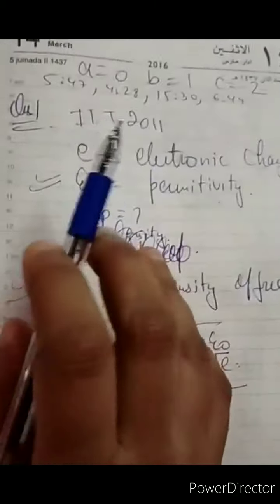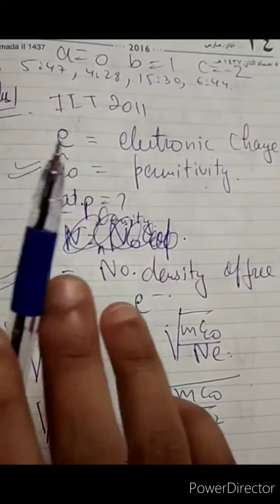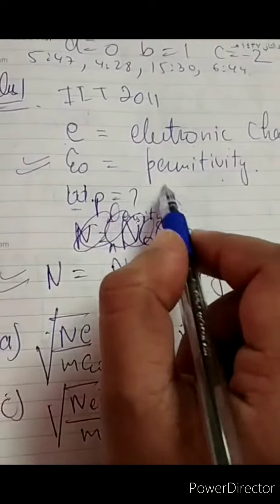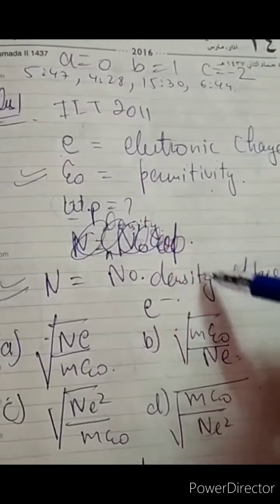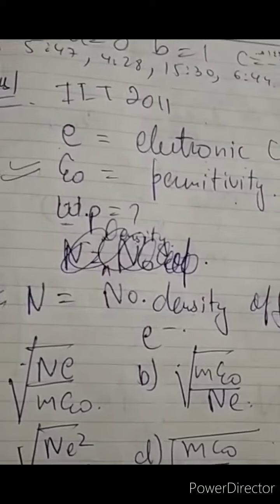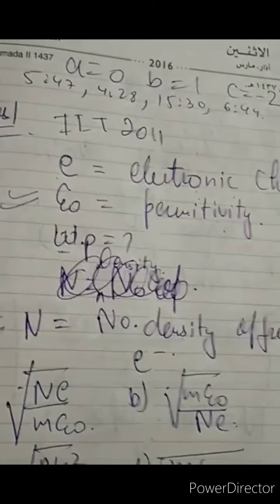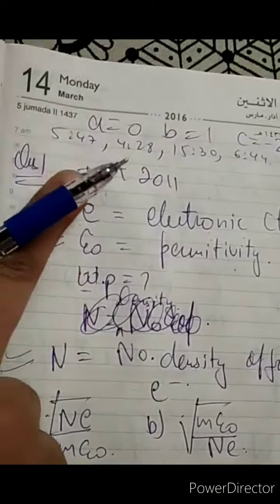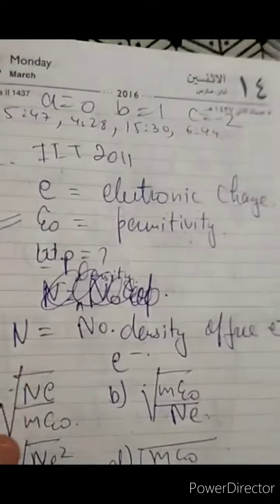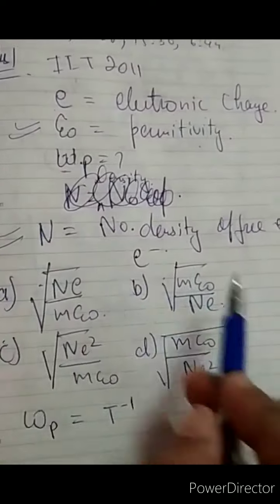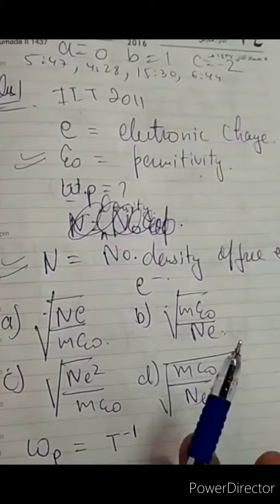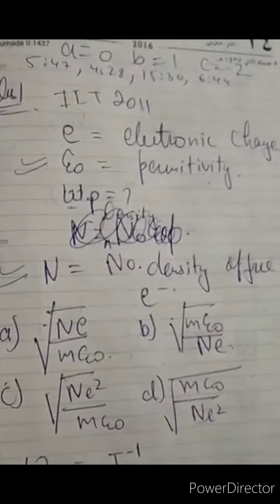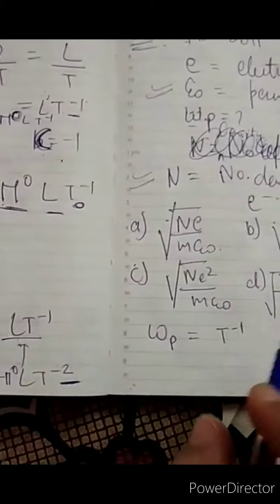So they have given E is the electronic charge, epsilon 0 the permittivity, and they want us to find the value of omega p in terms of E, epsilon 0 and n. In this question they are saying omega depends on electronic charge, epsilon 0 and n, and these are our 4 options. You can pause the video and try it out by yourself. Okay, let's do it together.